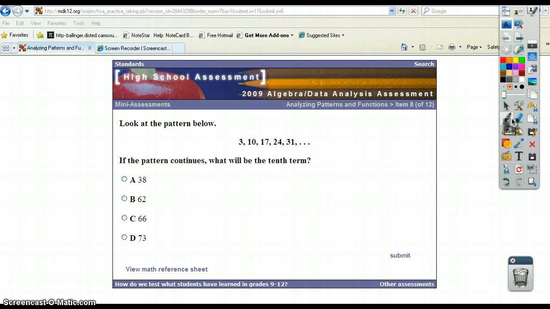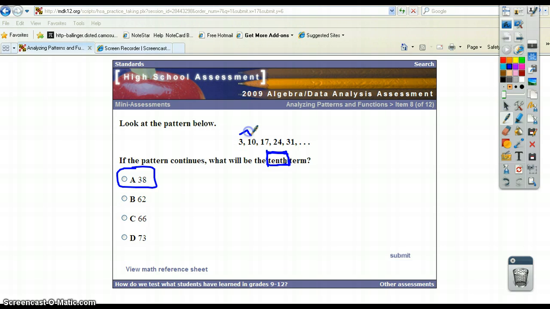Look at the pattern below. If the pattern continues, what will be the 10th term? Again, 10th, not next. I know when you get into a test and you're not thinking as clearly as you normally would, sometimes you read that as next and just put the next term, and lo and behold, they do have the next term as an answer. You've got to be aware, not the next term.